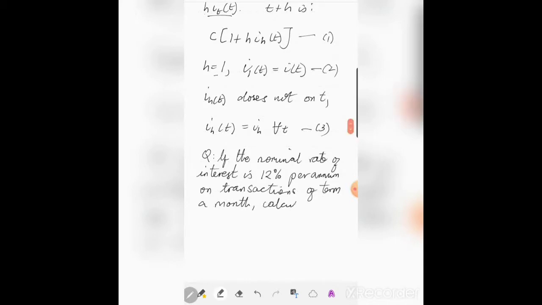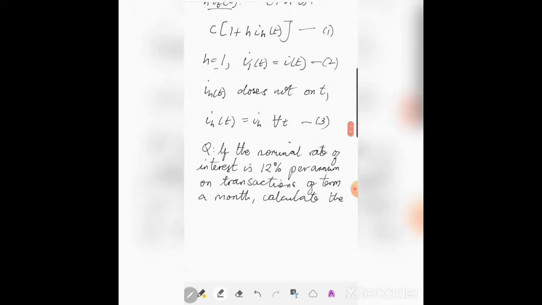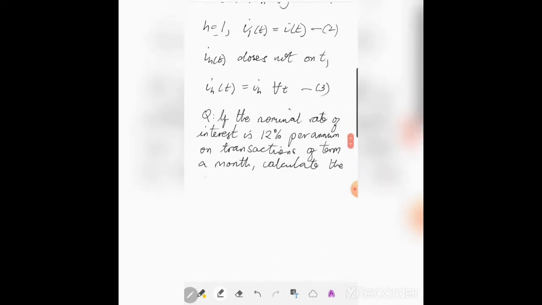calculate the accumulation of 100 kwacha invested at this rate after 1 month.